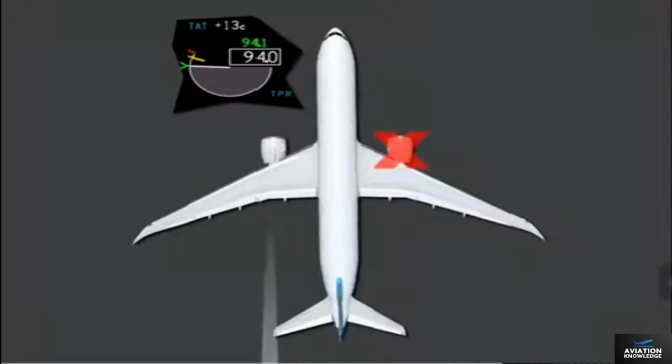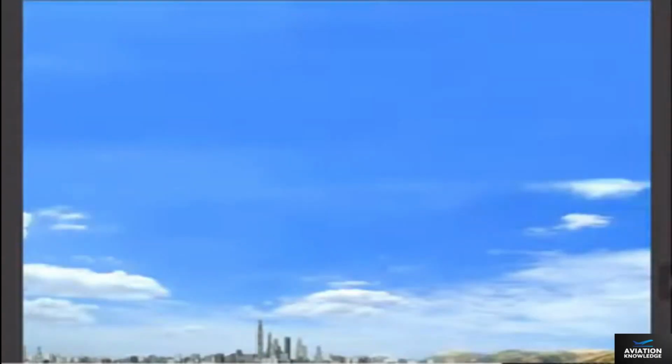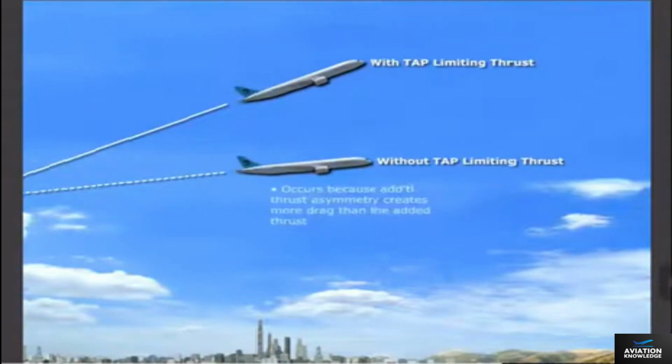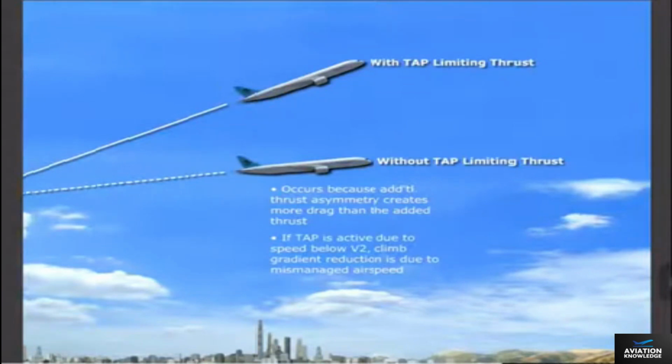TAP does not affect certified takeoff performance. For airspeeds where TAP does limit thrust, climb gradient is higher with TAP limiting thrust than it would be if TAP did not limit thrust. This occurs because additional thrust asymmetry creates more airplane drag than the thrust that was added. Therefore, if TAP becomes active due to a speed reduction below V2, any reduction in climb gradient from that scheduled for the takeoff is due to mismanaged speed and not due to TAP.